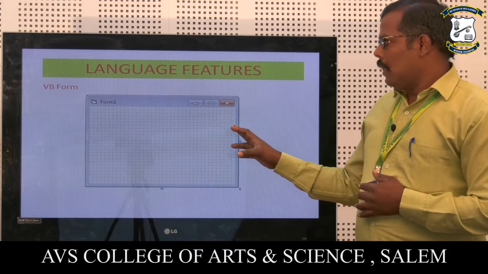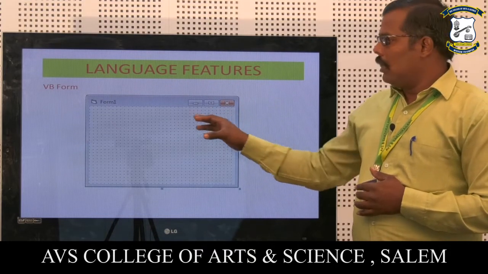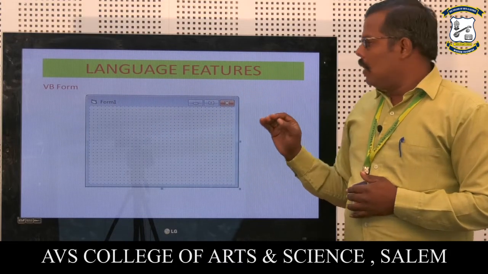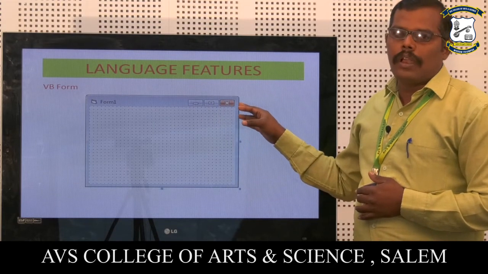So this is the form, that is the Visual Basic default form. Here the name of the form will appear like this. This is the default form name, and we have three icons: minimize, maximize, and close.